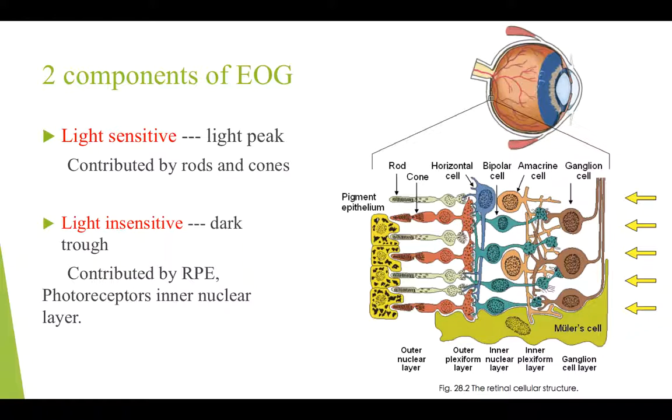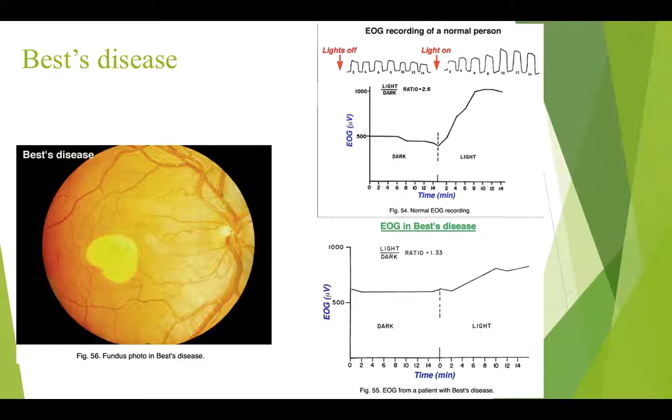Here are the 2 important components of the EOG. The light-sensitive component is the light peak, contributed by rods and cones, and the light-insensitive component is the dark trough, contributed by the RPE, photoreceptors, and inner nuclear layer. The most common use of the EOG nowadays is to confirm Best's disease. Best's vitelliform macular dystrophy and variants of this disease are usually identified by the appearance of a retinal lesion resembling an egg yolk early in the disease.